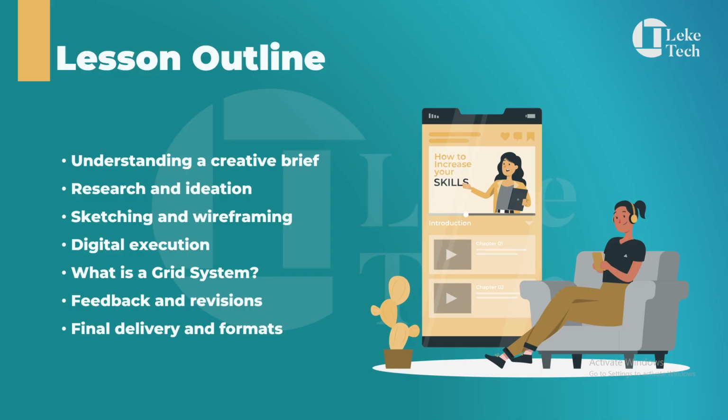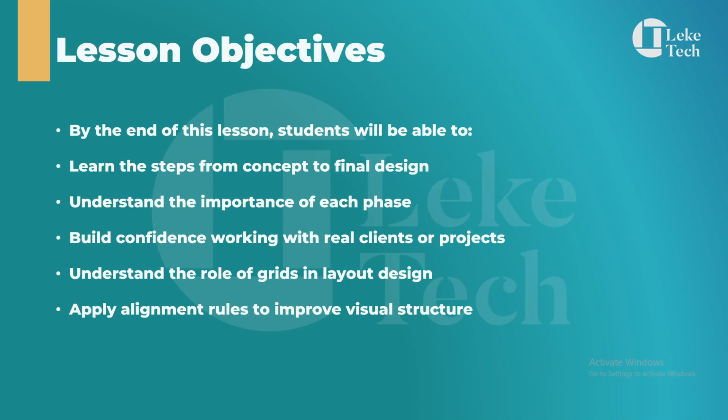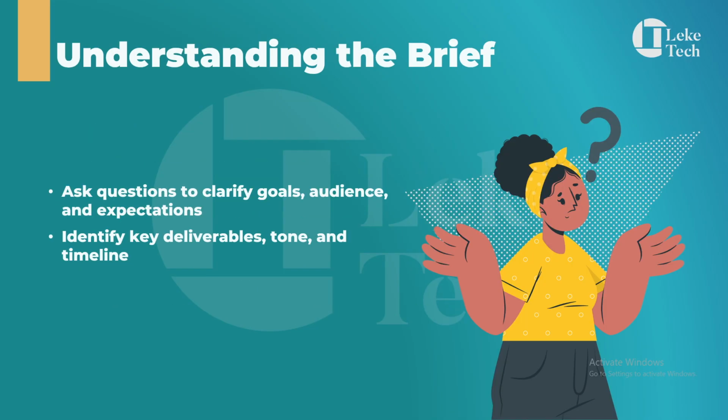So the outline for today is understanding a creative brief, research and ideation, sketching and wireframing, digital execution, what is a grid system, feedback and revisions, then final delivery and formats. The objectives for today: by the end of the lesson, you should be able to learn the steps and concepts of final design, understand the importance of each phase, build confidence working with real clients or projects, understand the role of grids in layout, apply alignment rules, and improve visual structure.